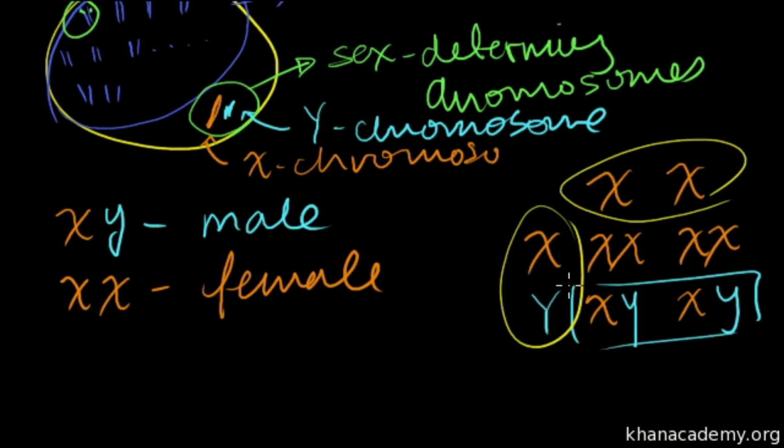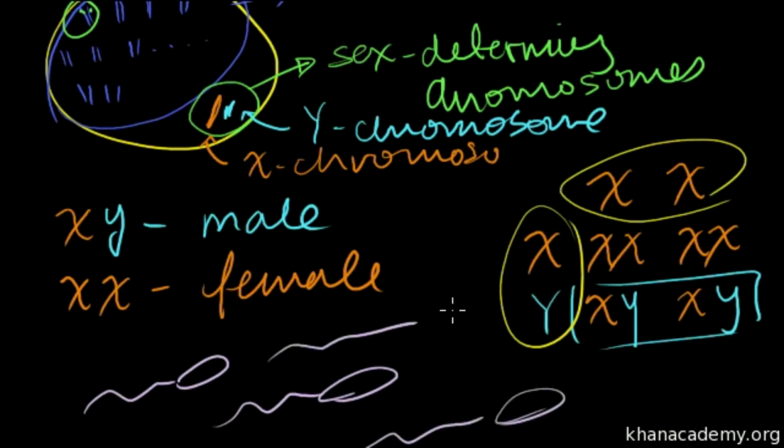It's all determined by whether, let me just draw a bunch of sperm, dad's got a lot of sperm, and they're all racing towards the egg. Some of them have an X chromosome in them, and some of them have a Y chromosome in them. If this girl sperm wins the race, then the fertilized egg will develop into a female. If this sperm wins the race, then the fertilized egg will develop into a male.